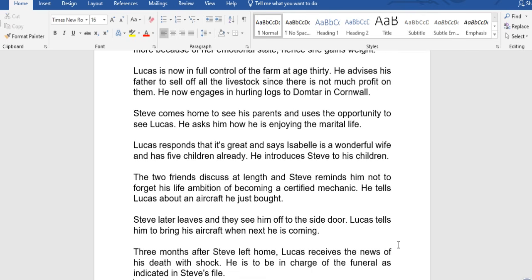Steve comes home to see his parents and uses the opportunity to see Lucas. Remember Steve, that is Lucas' childhood friend. He asks him how he's enjoying the marital life. Lucas responds that it's great and says Isabel is a wonderful wife and has 5 children already. He introduces Steve to his children.